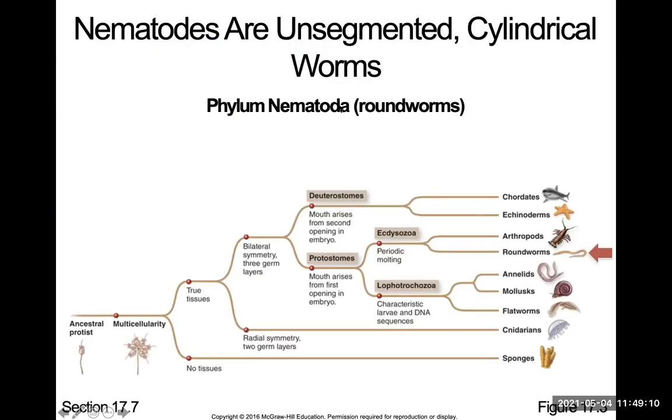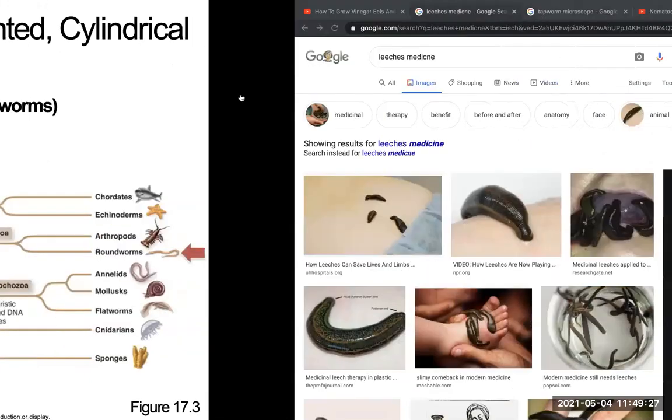Okay, so next we have roundworms. So here we have molting. The special unique characteristic is molting. And then the phylum for roundworms is Nematoda. So we have Nematoda. And let me show you excerpts of molting.